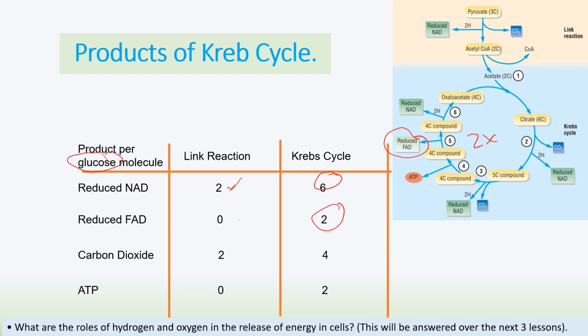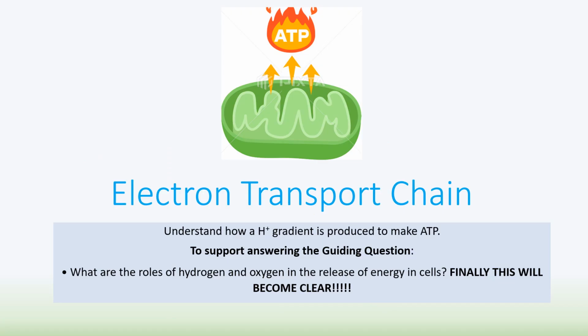2 carbon dioxides are produced in the link reaction per glucose, and 4 in the Krebs cycle. For ATP, there is 1 per cycle of the Krebs cycle. That goes around twice for every glucose, so 2 ATP molecules. You need to know the products of the Krebs cycle. We then look at what happens to these reduced NADs and reduced FADs that we have been talking about so much.